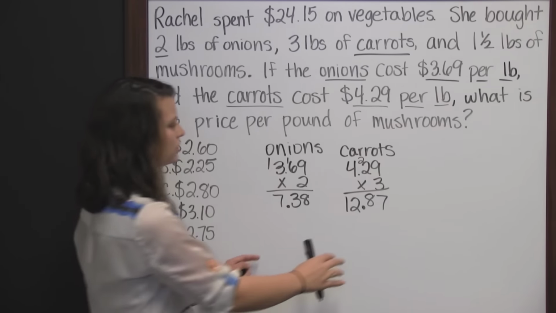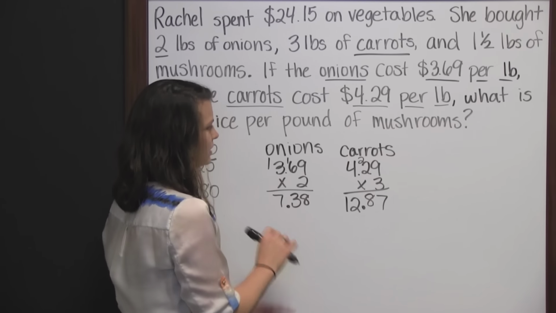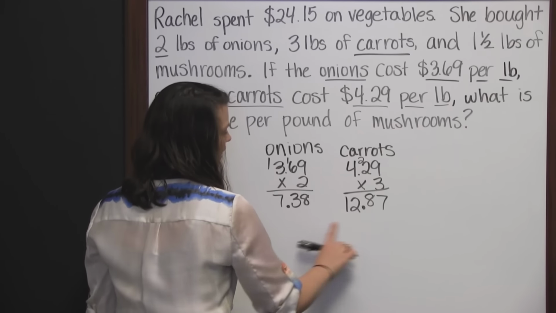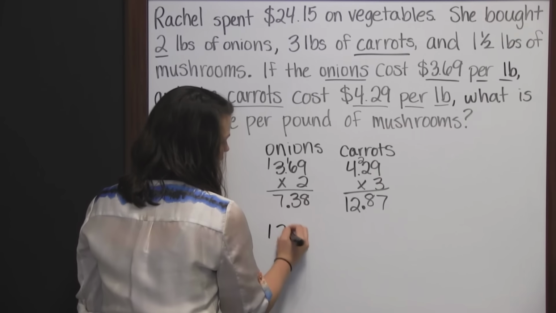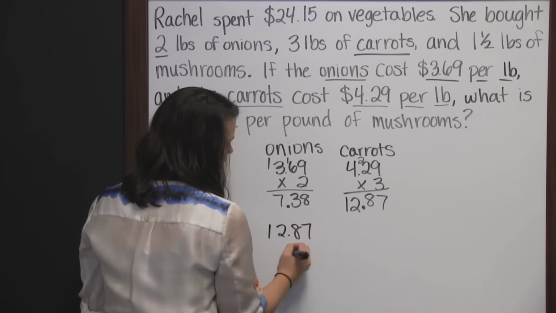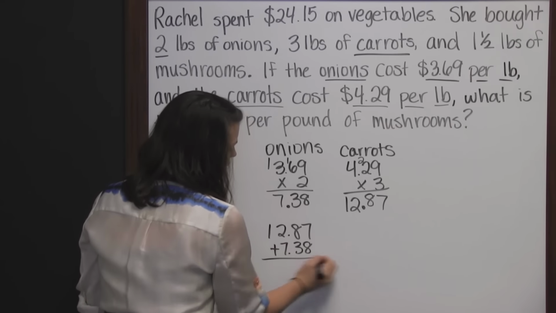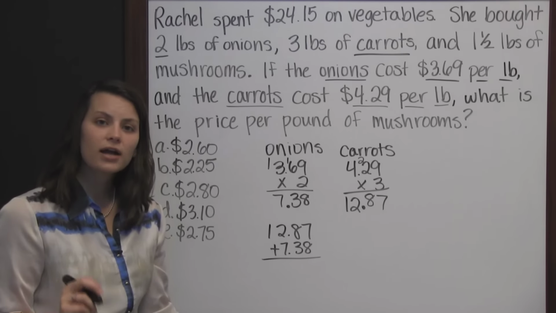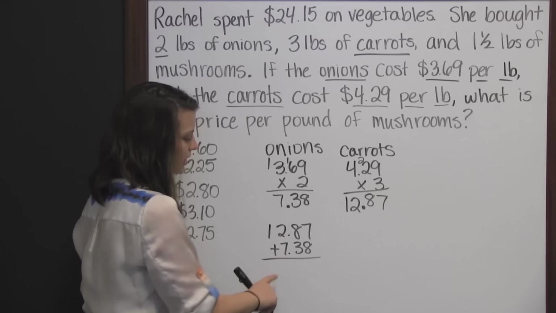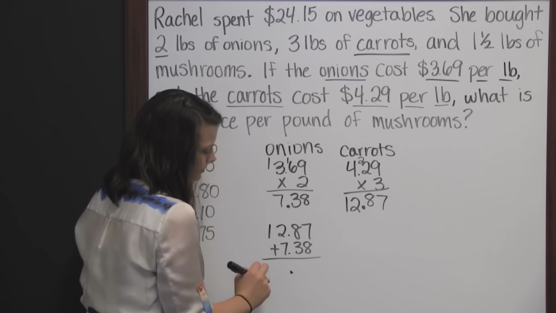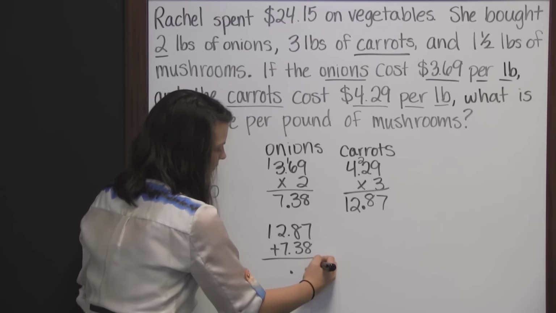And so now I'm going to find the total spent on onions and carrots. So that means I'm just going to add these two values together. So $12.87 plus $7.38. Make sure that when you add or subtract decimals that you line those decimals up. So we can go ahead and bring that down right now. 7 plus 8 is 15.